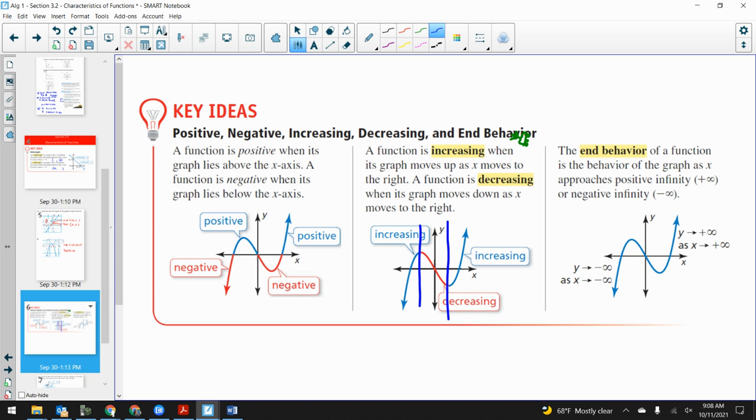Lastly, we're going to talk about end behavior. And guys, it's exactly as it sounds. What's happening on the end of the graph? I'm disregarding everything that's happening in the middle. We've already talked about it. But now what I'm saying is what's happening on the end of the graph. And guys, there's really just two questions that you've got to ask. Is it going up or is it going down? That's it.